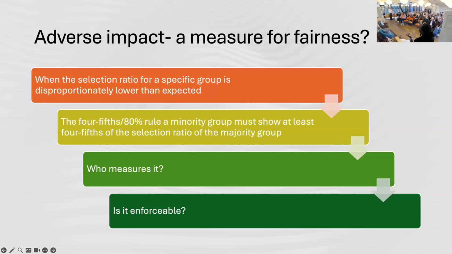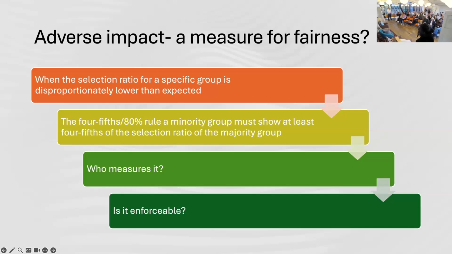And then the last question is, has anyone seen an adverse impact score they didn't like and then said, I don't want to use this? Exactly. So is it enforceable? So again, these are things I think we need to pay a bit more attention to.